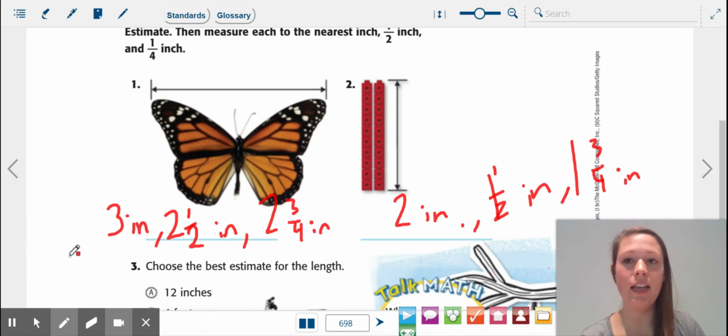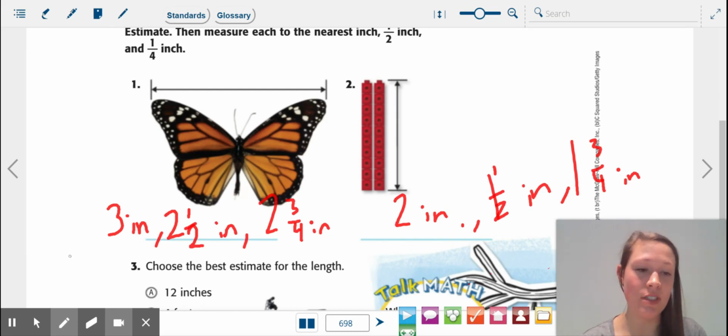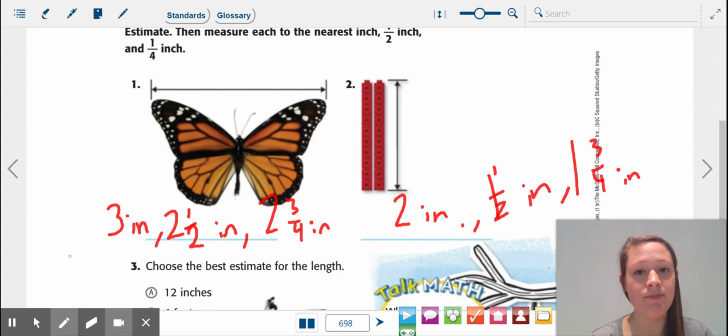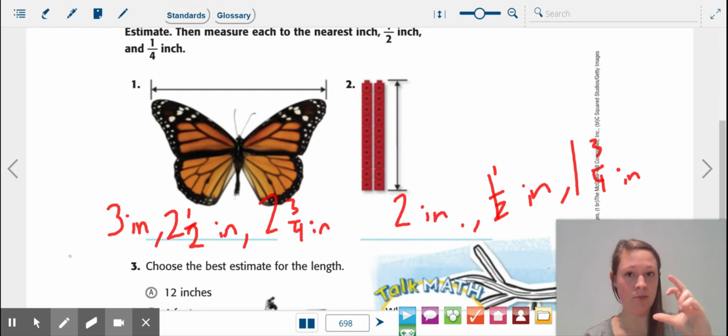Okay, so go ahead and look at the answers for 1 and 2. So the butterfly, to the nearest inch, it was 3 inches. To the nearest half inch, 2 1/2 inches. And to the nearest 1/4 inch, it's 2 3/4 inches. So notice how I have 3 answers, and I also have the units, so not just the numbers. So there's a huge difference between inches and centimeters. So you just need to get in the habit, especially for this unit, of always having units attached to a number.